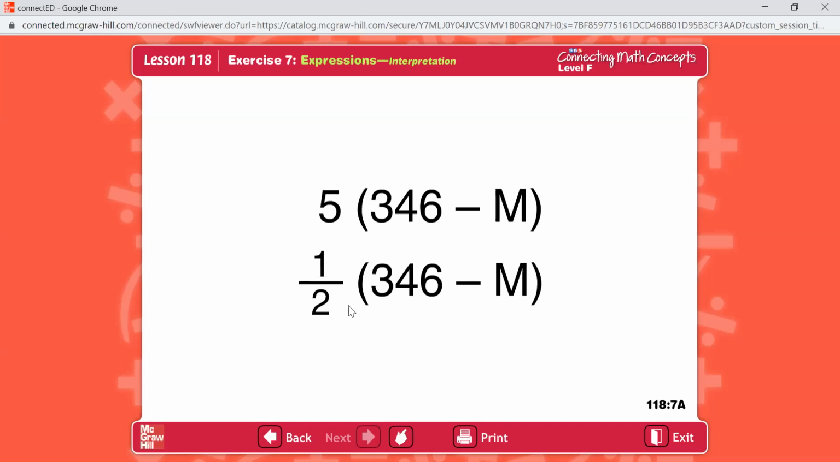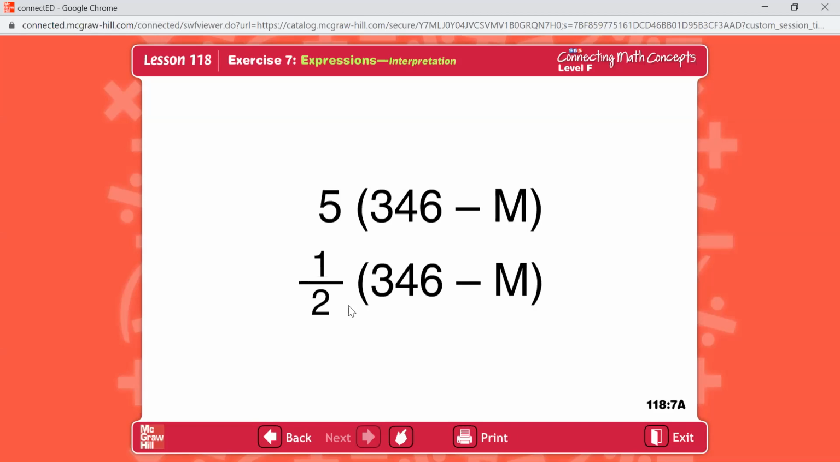The answer? Z. Item E. Write the letter of the expression that is less than the quantity 1,149 plus 357. The answer? Y. Item F. Write the letters of all expressions that are more than the quantity 1,149 plus 357. The answer? T, V, X, and Z.